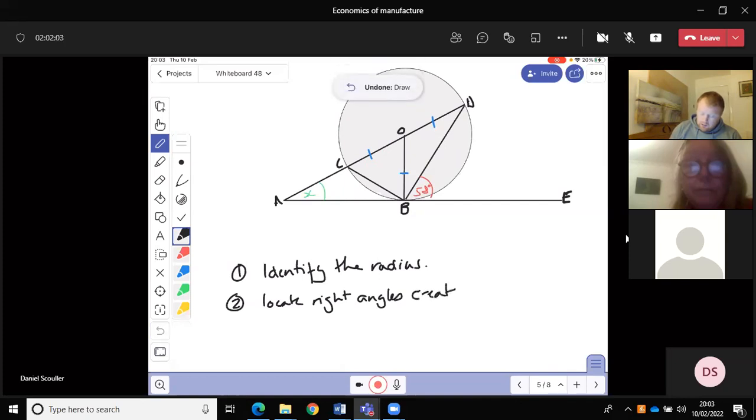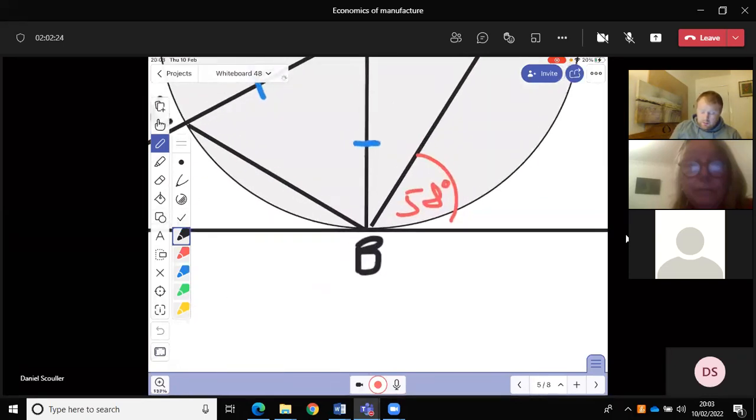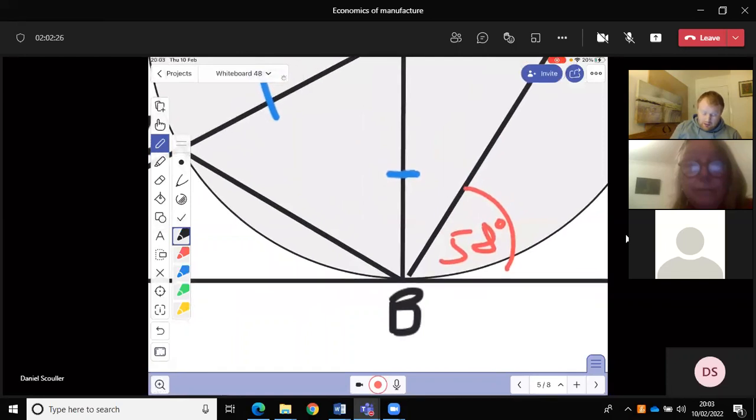created at tangent. Okay, so one of the rules we looked at, that if we've got a radius coming from the centre of the circle, touching at the same place as the tangent is, that's going to create a couple of 90 degree angles. Okay, so if we zoom in, we've got 58 degrees there. That angle from the radius to the tangent, that's going to be 90 degrees.